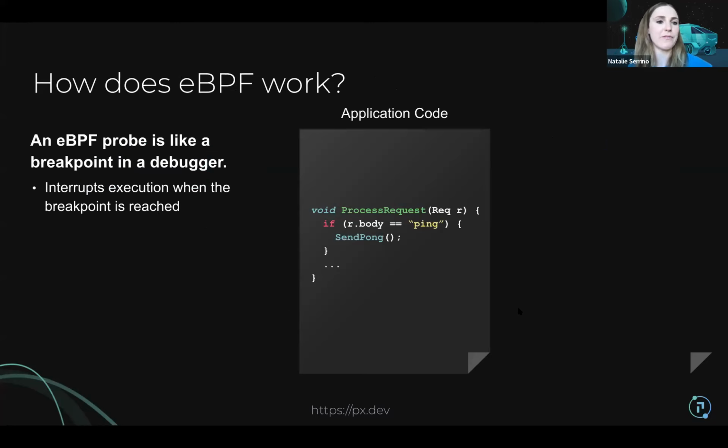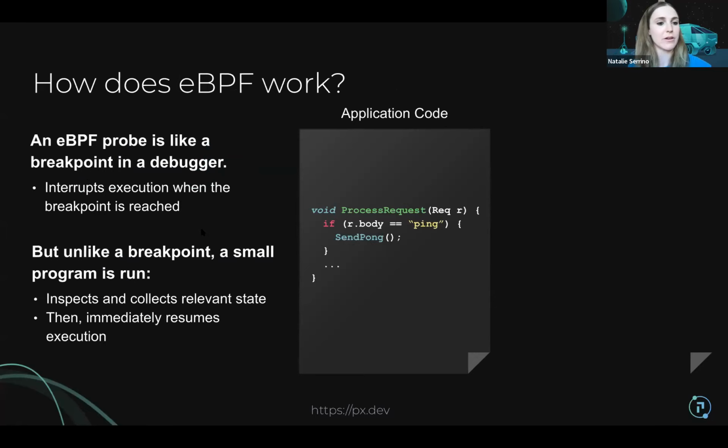But how does eBPF actually work? What is it? The way that you can think about eBPF is that it's like a breakpoint in a debugger. I have this sendPong function, maybe, and I want to interrupt execution when that sendPong function happens, just like in any other debugger. But the difference is that instead of stopping the program until the programmer can interact with it, what eBPF does is it stops the program, runs whatever hook you've registered for that breakpoint, and then immediately resumes execution.